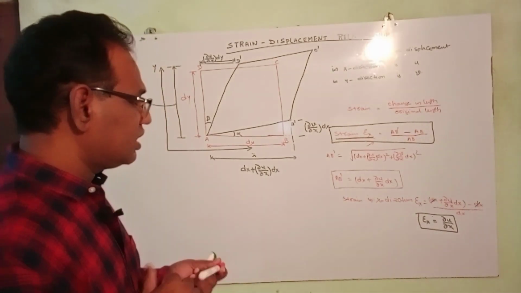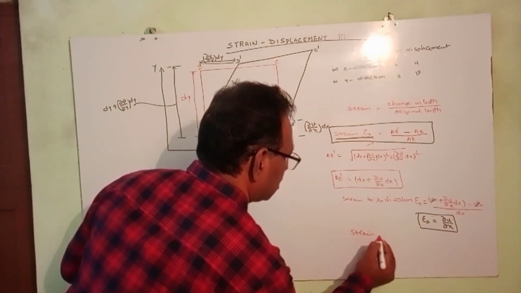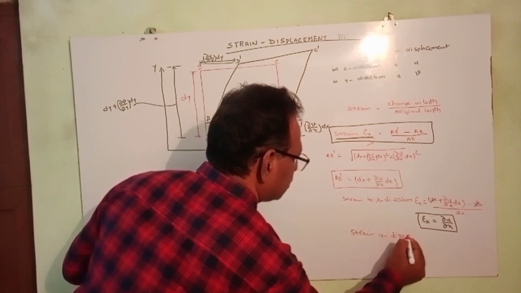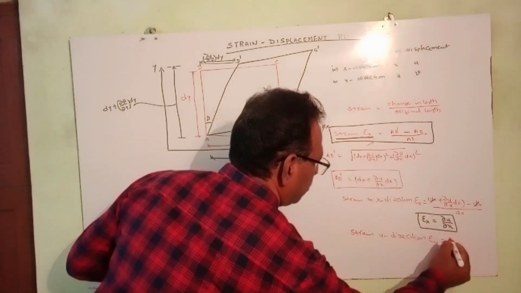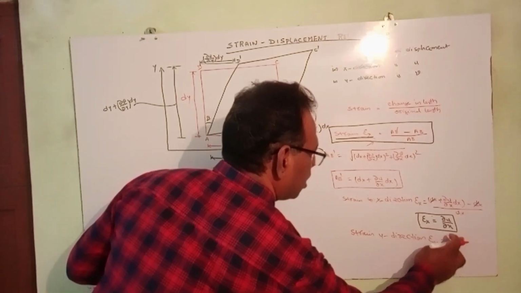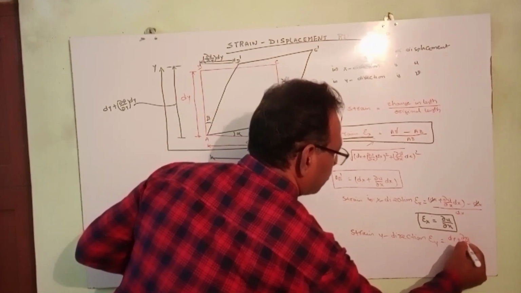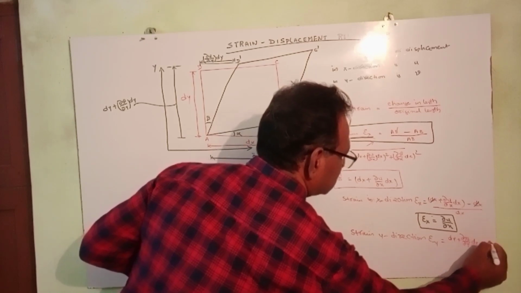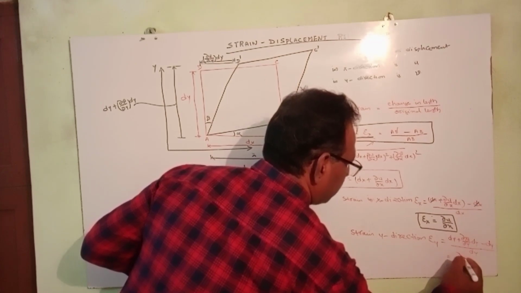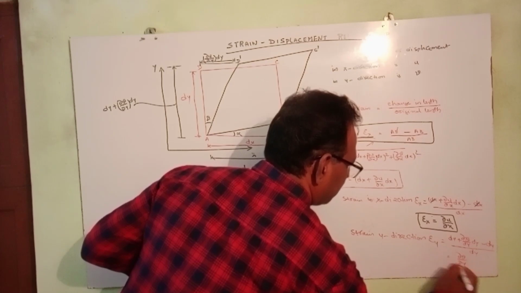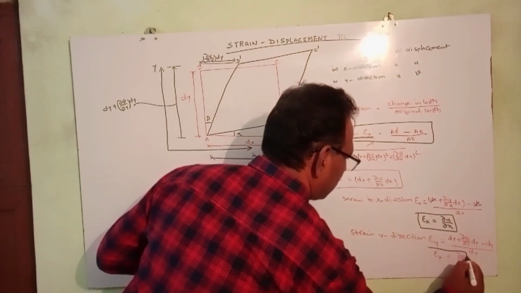Similarly, if you consider the strain in the y direction, you can apply the same analogy, so you can repeat this. You can write it as dy plus ∂v/∂y into dy, minus dy, by dy, which finally gives ∂v/∂y. This is the strain in the y direction.